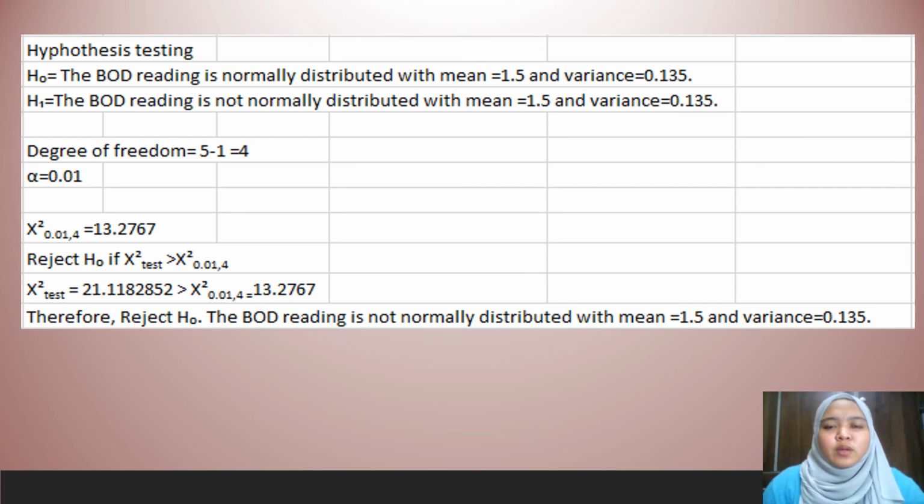From the table that we did before, we get the value of chi-square test equal to 21.1182852. That means it's more than chi-square alpha equal to 0.01 and degrees of freedom 4, which is the value 13.2767. Therefore, reject H0 because the BOD reading is not normally distributed with mean 1.5 and variance equal to 0.135.